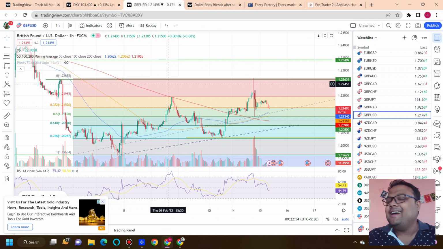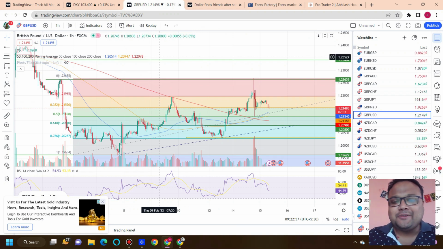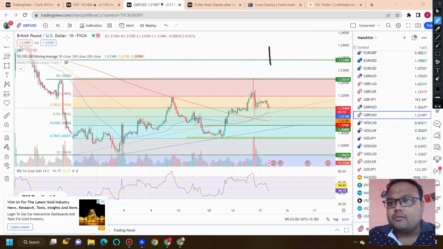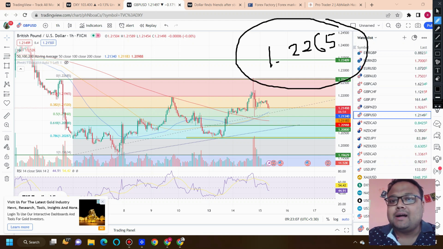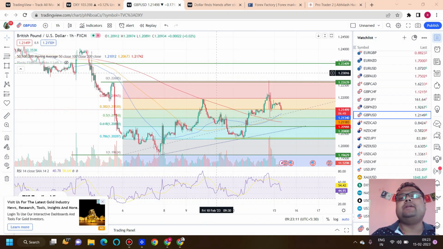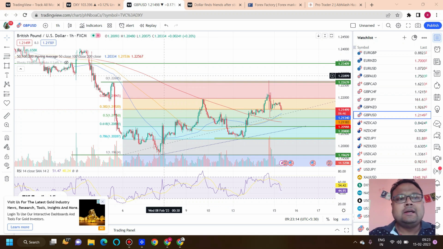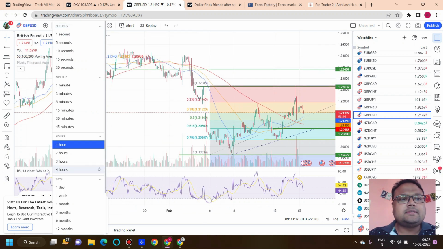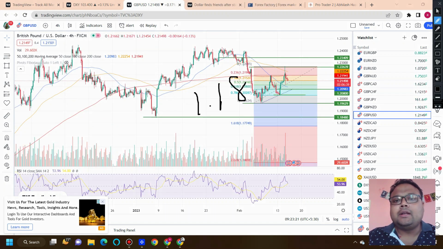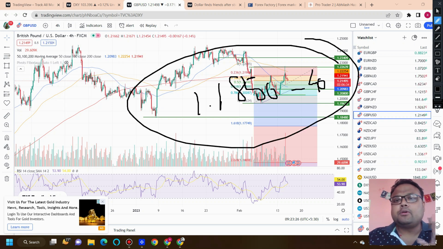Now let's talk about GBPUSD. Yesterday we saw the market reversing from 1.2265. This was the level from where the market reversed, and the support levels that I have been talking about for the last couple of days are still very much intact. My dear friends, the strongest support on the chart of GBPUSD is still around 1.1850 to 1.1840.